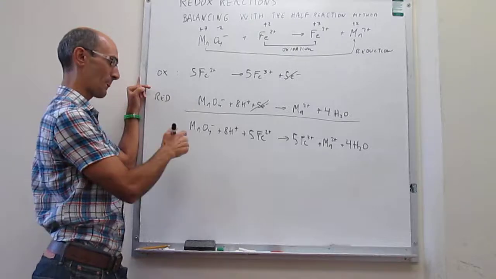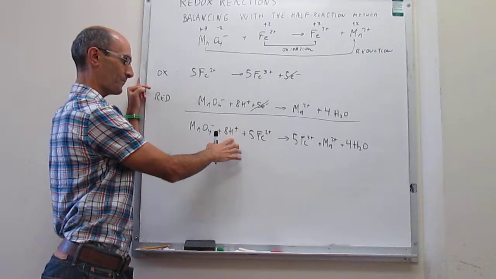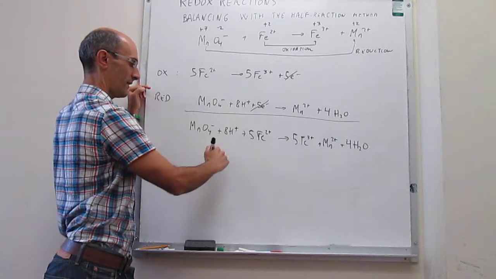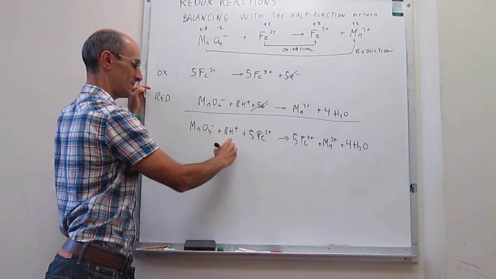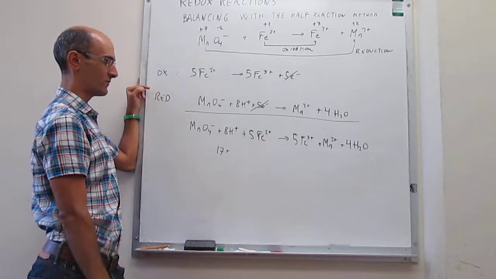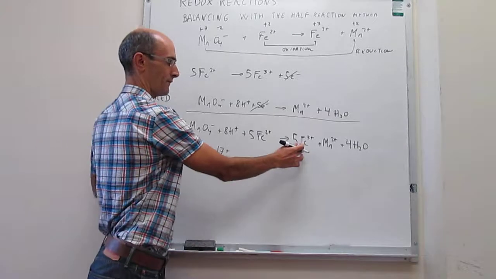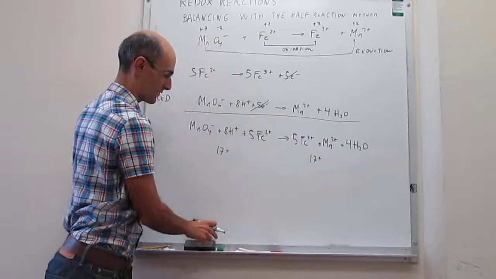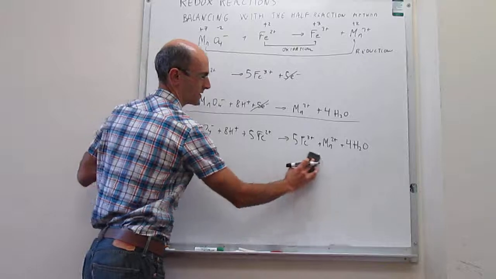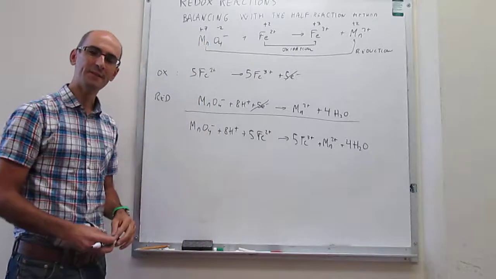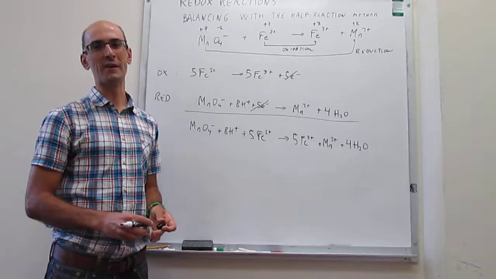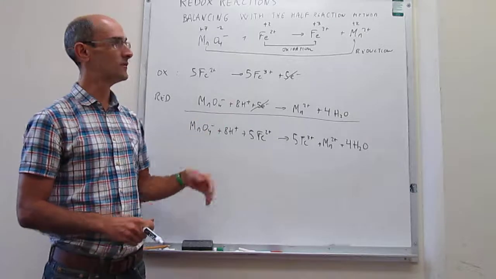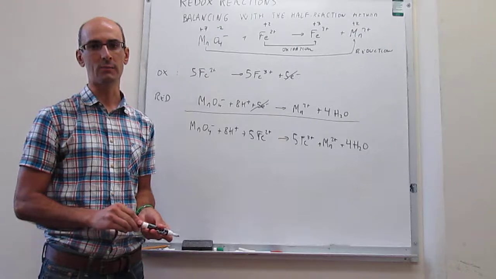What about charges? I have here 8 and 10, 18 positive, with 1 negative I have 17 plus in reagents. And in products I have 5 by 3, that's 15, and 2, 17 plus. So that reaction is also well balanced by the charge. So this has been a description of how to balance chemical reactions with the half-reaction method, and we have applied that half-reaction method to balance two simple chemical reactions.